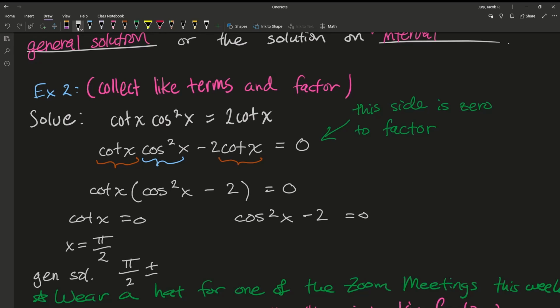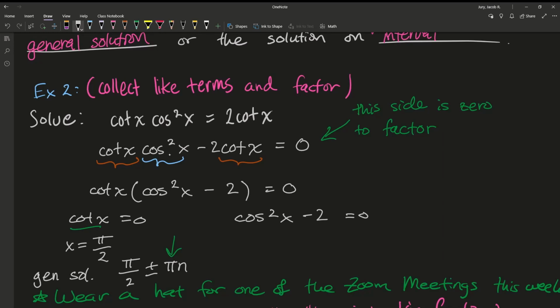Cotangent is going to be 0 at pi over 2 in a few different places. So how often does that happen? Well, it'll happen every pi n. So notice that my solution for cotangent is going to have a general solution that represents the period of cotangent as well. So solutions repeat every pi. A lot of stuff is being combined here for us.